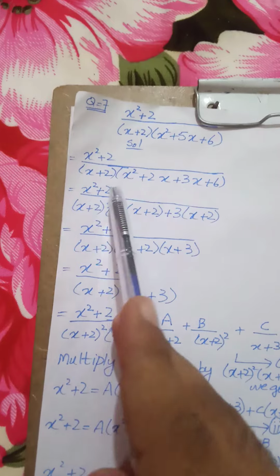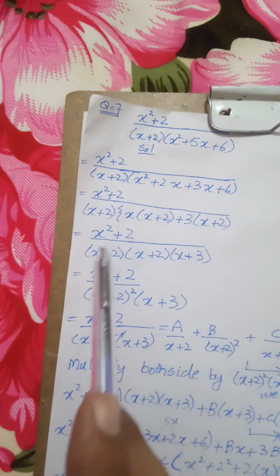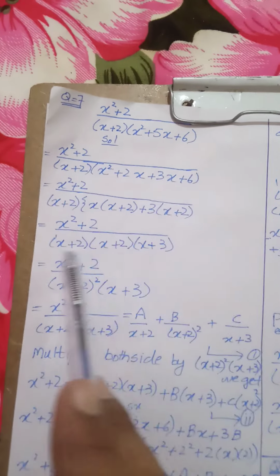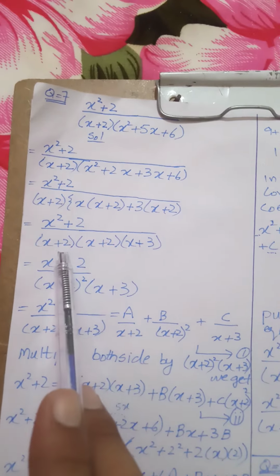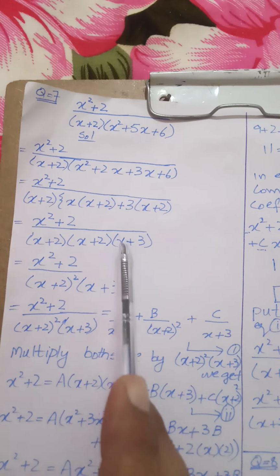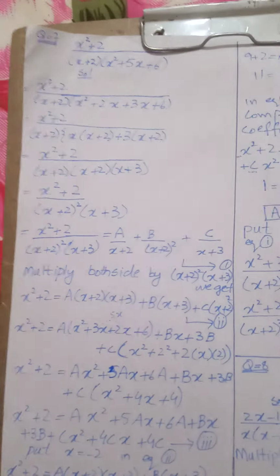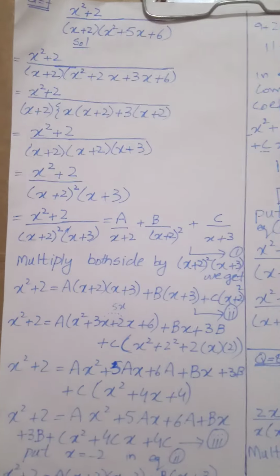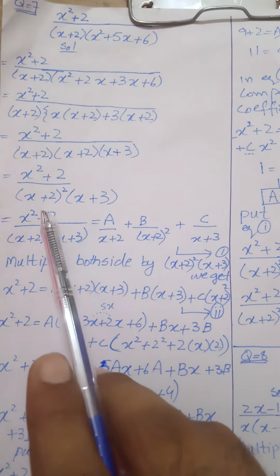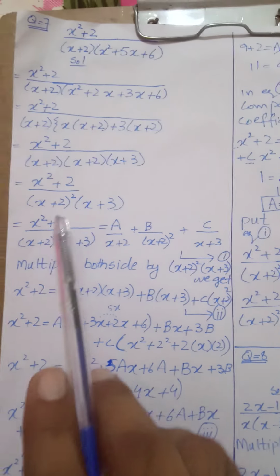The numerator will be the same. So x square plus 2, and x plus 2 and x plus 2, this is x plus 3. This is the denominator, and x plus 2 is the same, so this will be x plus 2 whole square. Similarly, this is x plus 3. Now we can use partial fractions. We can split this denominator partially.